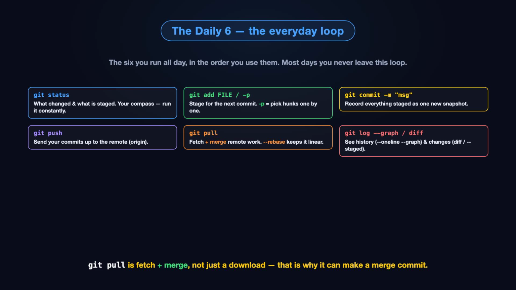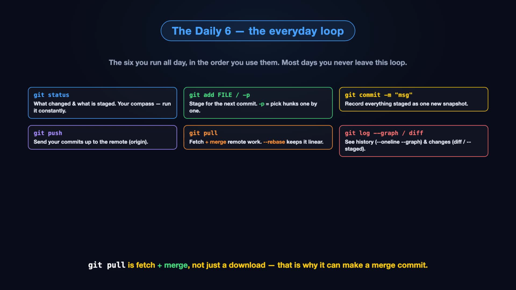Git commit -m, with a message in quotes, records everything you staged as a new snapshot. Leave off -m and Git opens an editor for a longer message. Git push sends your commits up to the remote, like origin, so your teammates can see them. The first push of a new branch usually wants git push -u origin, then the branch name, to link them.